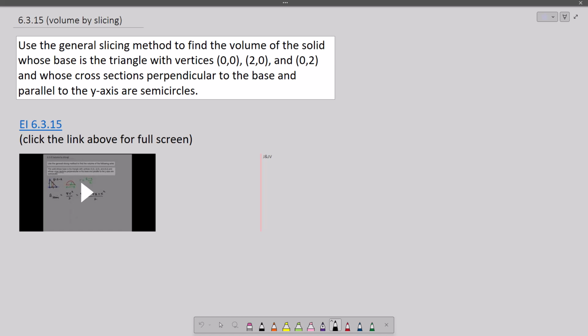So we want to find the volume of the solid that has this base. So we're talking about the base of the solid. The base of the solid is created by these points right there. So we've got this triangle. That's the base of our solid. So the solid is coming straight out of the board.